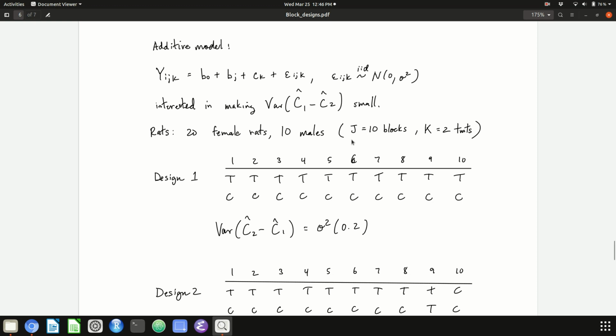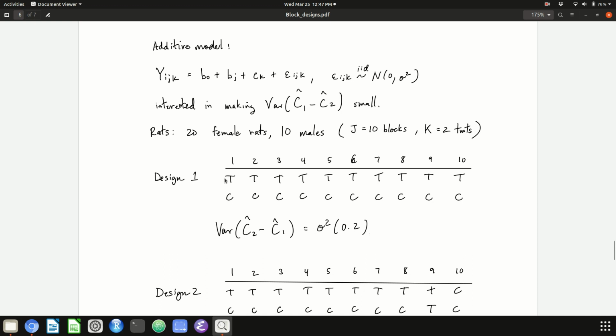So here, capital J is 10, the number of blocks. Those correspond to the 10 male rats. And capital K is 2, that's the number of treatments, control group versus treatment group. So you can just calculate. I won't go through the calculations of how you actually get this. But in R, you can calculate what is the variance of this least squares estimate of the treatment effect. And for this design, it ends up being sigma squared times 0.2.